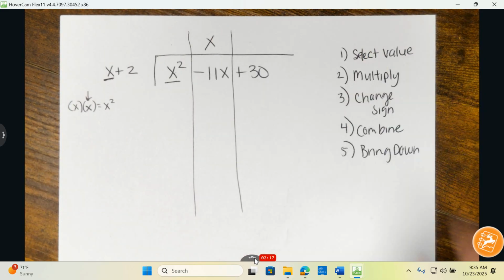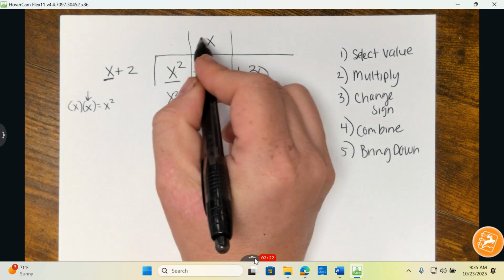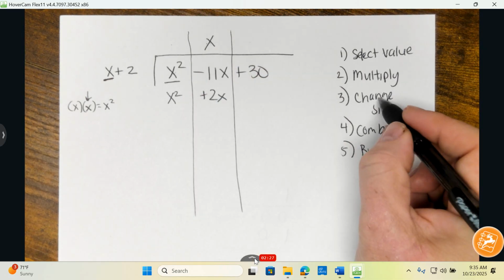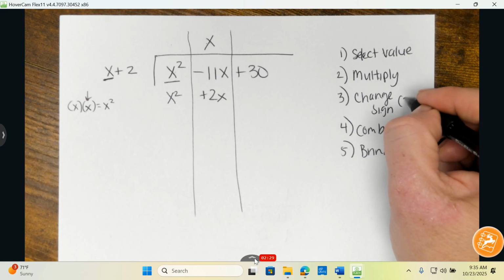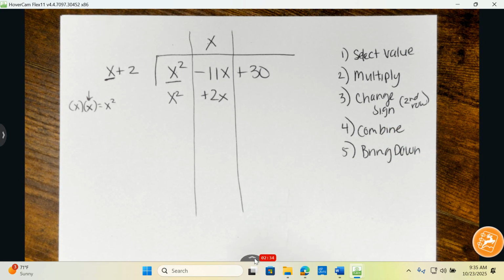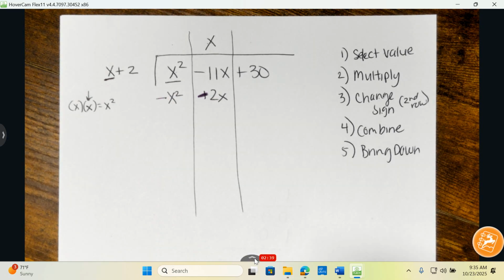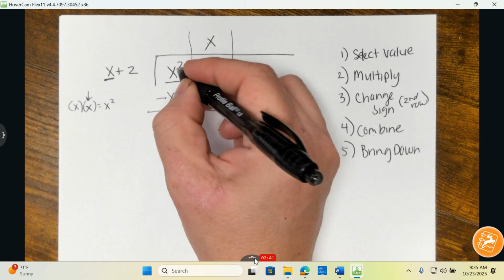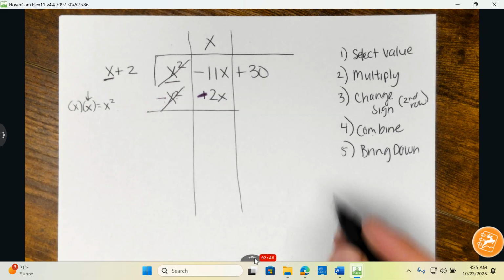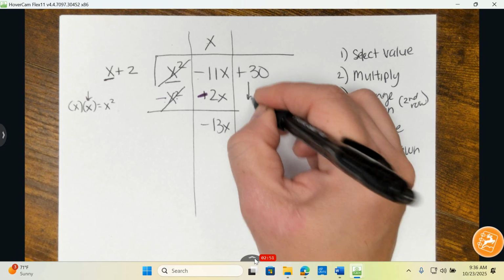I've selected the value. Now I'm going to multiply. X times x is x squared. X times positive 2 is positive 2x. I've multiplied. I'm going to change the sign, and it's only ever in the second row. So here's my second row, and I'm going to change the sign. It was positive, make it negative. It was positive, make it negative. The 4th step is I'm going to combine. Positive x squared and negative x squared are additive inverses. They cancel out. Negative 11x and negative 2x is negative 13x. And then I bring down the next number.